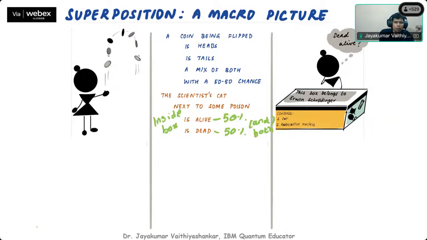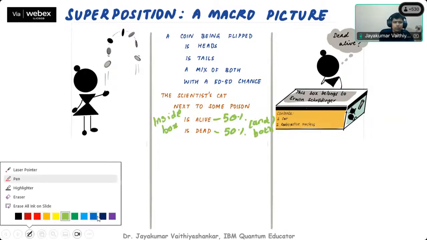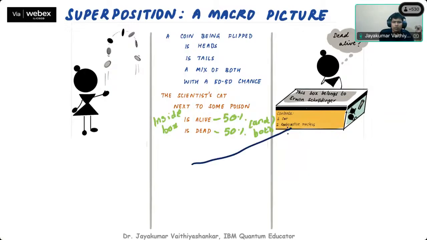But what happens when you try to open that box? When you open the box, the superposition will get collapsed.